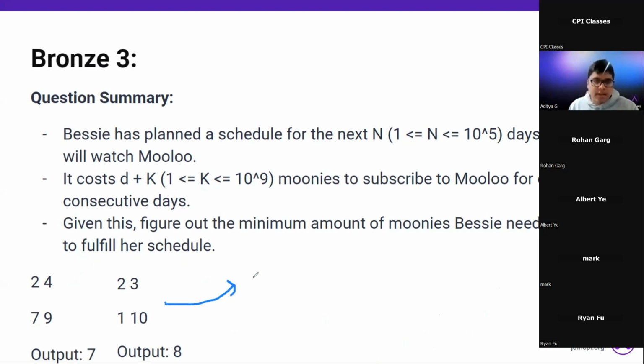Okay, let's look at the other test case. For this test case, we have n equals 2 and k equals 3. What this tells us is that on day number 1, we need a subscription. So once again, it's going to cost us $4. And now either we can keep the subscription for the remaining days. We would need it from the second day all the way to the 10th day inclusive. So that would be 9 more days. That would cost us 13.